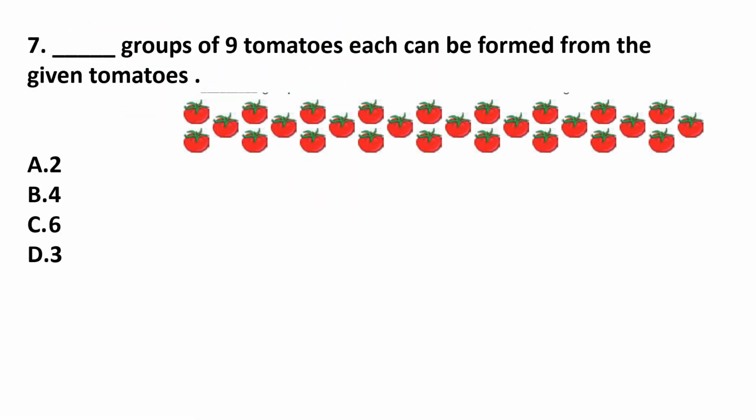Question number 7. How many groups of 9 tomatoes each can be formed from the given tomatoes? Kids, first count how many tomatoes are there. There are total 27 tomatoes. And we have to make groups of 9 tomatoes. That means in each group there will be 9 tomatoes. So 27 divided by 9 is 3. We can form 3 groups of 9 tomatoes. Answer is option D.